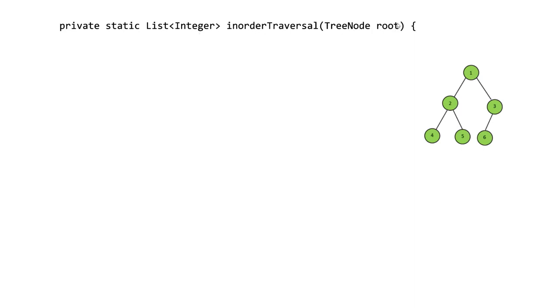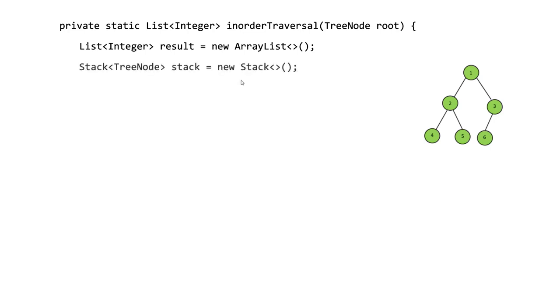This is the method LeetCode gives us and passes in the binary tree. So the first thing we're going to do is define the result as a list of integers to store the output, and we'll define that stack as a stack of tree nodes.